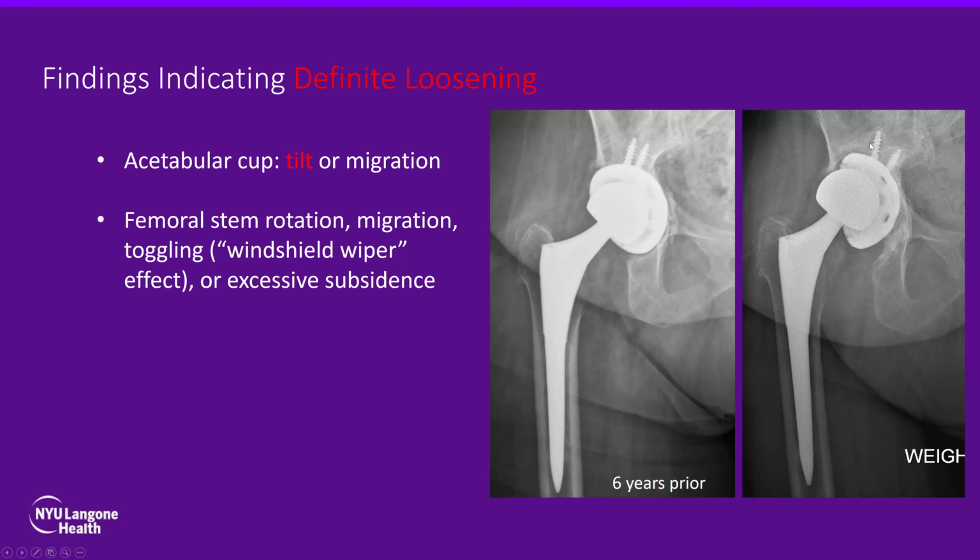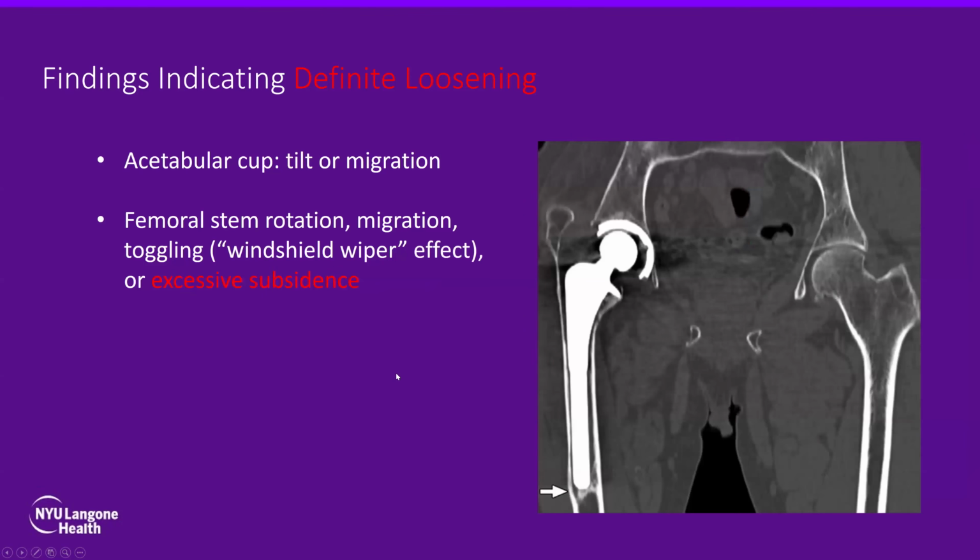And you can appreciate the osteolysis here, right? So sometimes you see the motion with the femoral stem here, and you see lucency surrounding the femoral stem. That's called windshield wiper effect, and that's also a definite finding of motion. So we said subsidence up to 1 centimeter is okay, but if you have excessive subsidence, more than 1 centimeter, that's concerning for definite loosening.